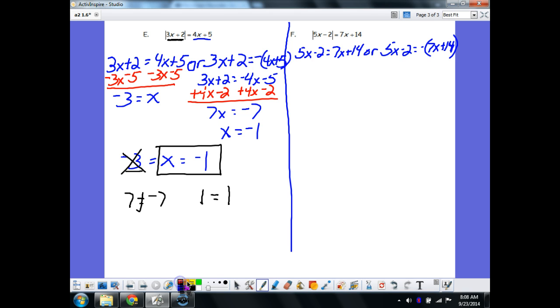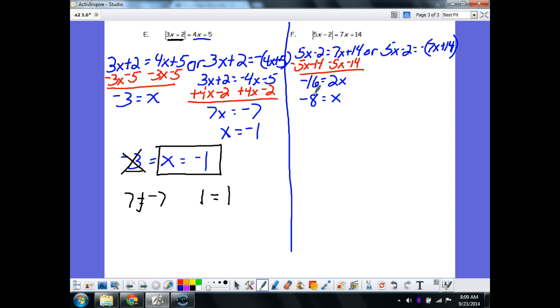So we'll solve the one on the left first by subtracting 5x from both sides and subtracting 14 from both sides, getting the variable on one side, constant on the other. And again, I like my x terms to be positive, so that's why I moved the 5x instead of the 7x. We've got 2x is equal to negative 16, so x is equal to negative 8.